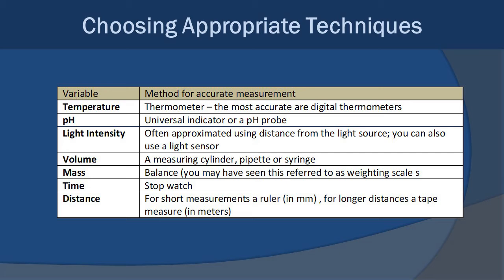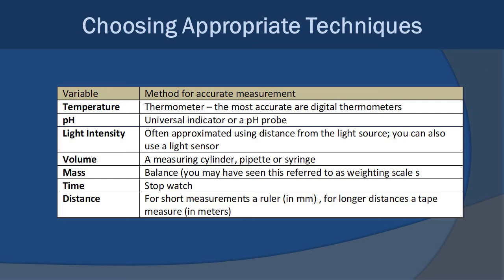Now, as we talk about appropriate techniques, we need ways to measure the variables, and here's a table that gives you some of those. Temperature, for example, you can monitor through a thermometer. The most accurate are the digital thermometers. For pH, use a pH indicator or a pH probe to measure the pH. Light intensity, just proximity can do that, but you can also use various light sensors. Volume, a measuring cylinder, a pipette, or a syringe to measure volume of a liquid.